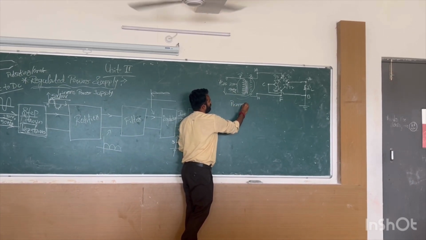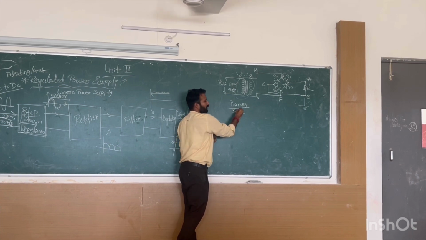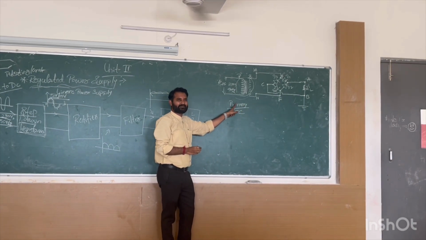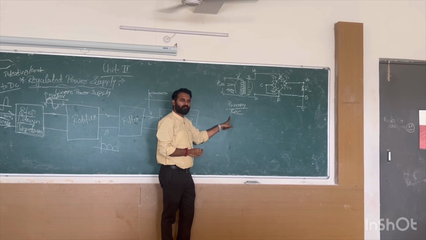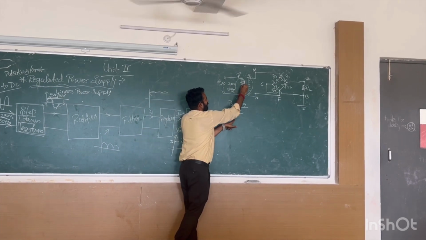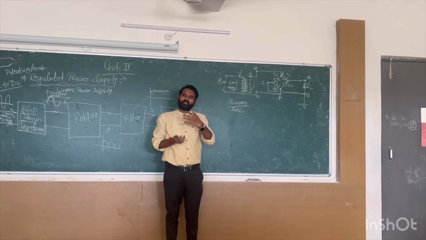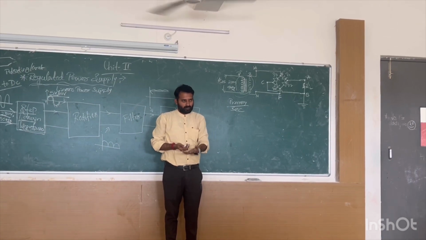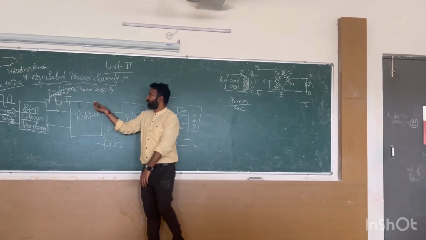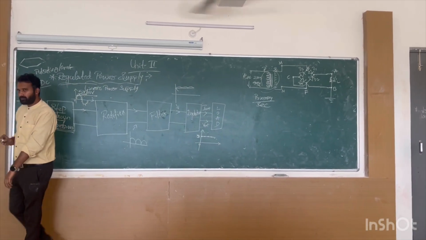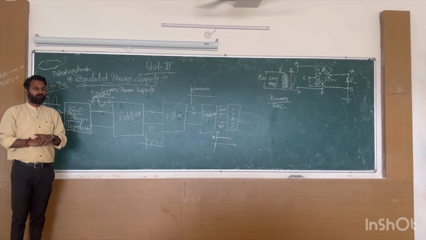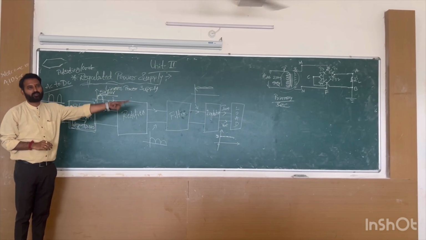Primary coil to the secondary coil. The number of turns in the primary to the number of turns in the secondary. By adjusting that ratio, we can get our required voltage. What is our required voltage? 5 volts. This is technically what you have to do. How? By adjusting the turns ratio.